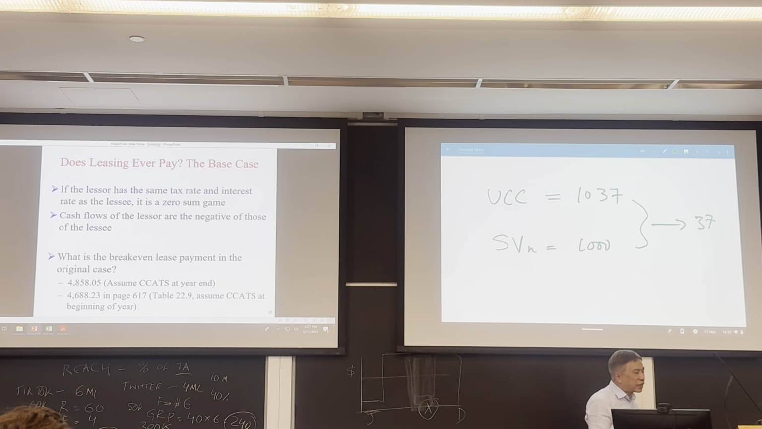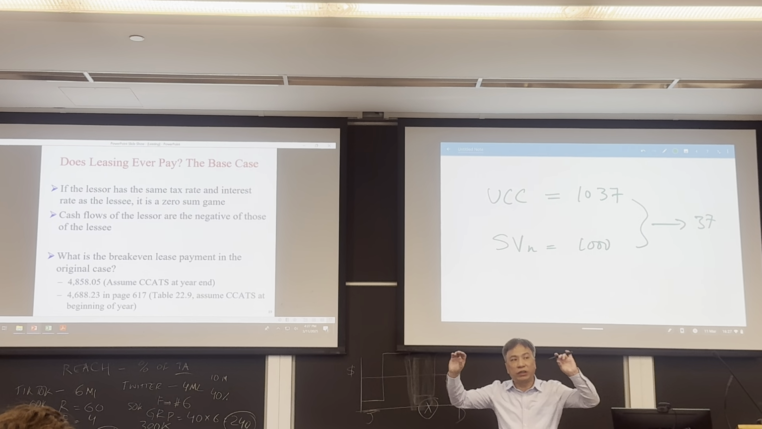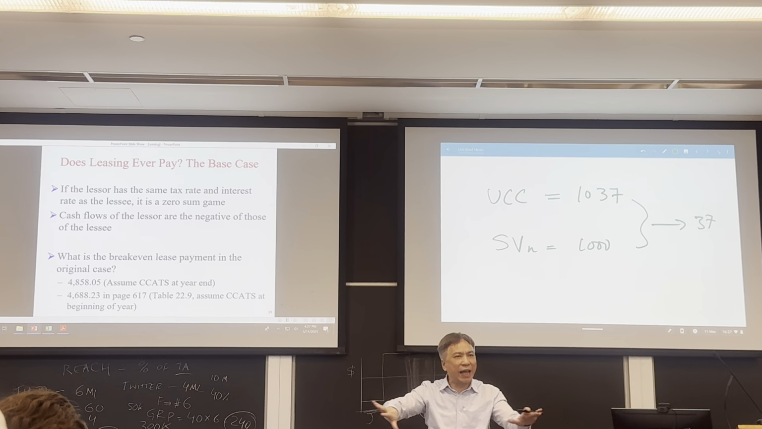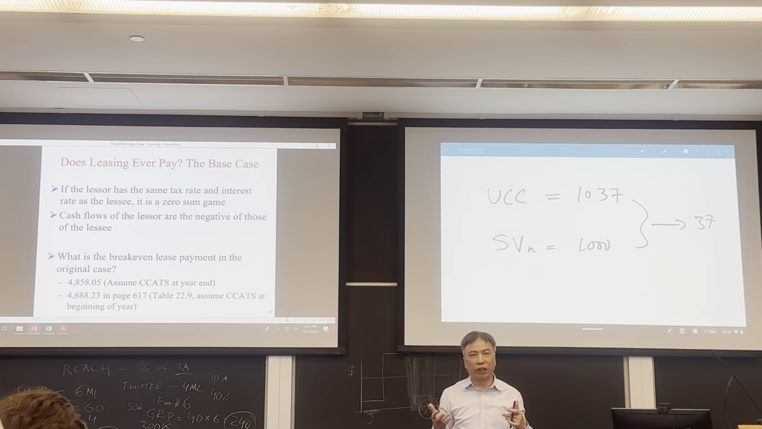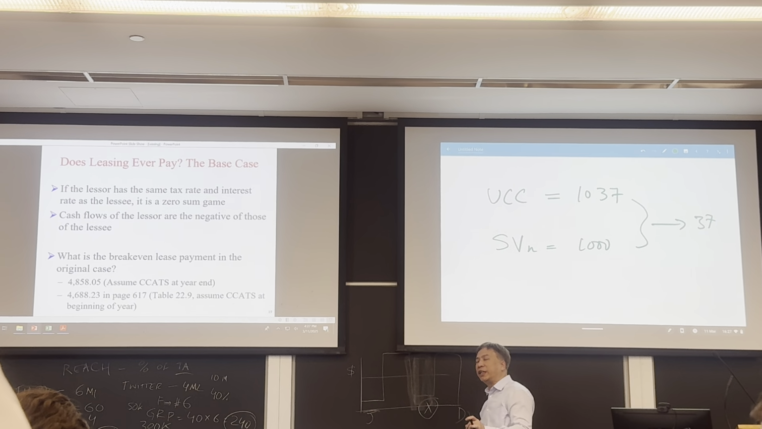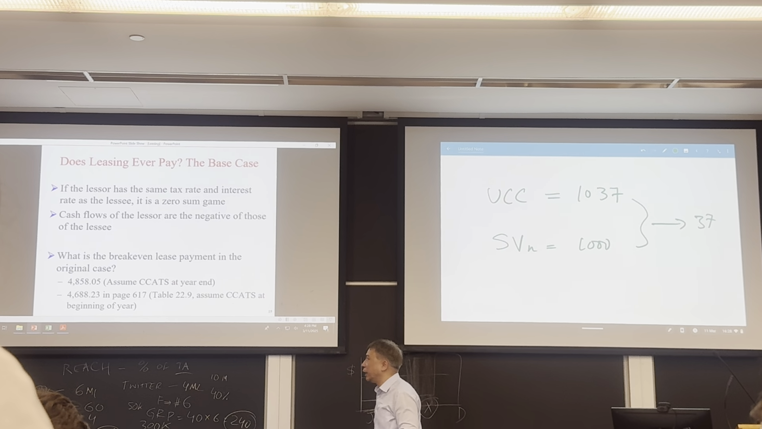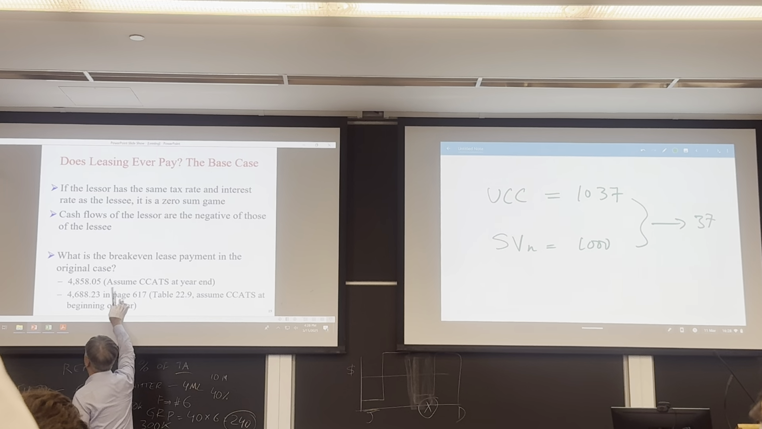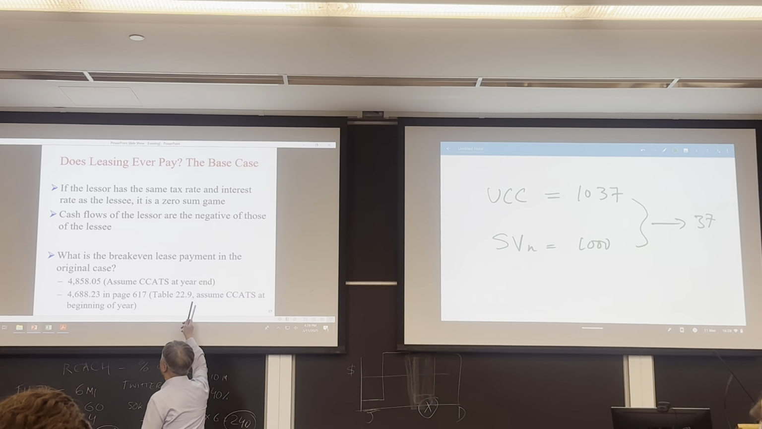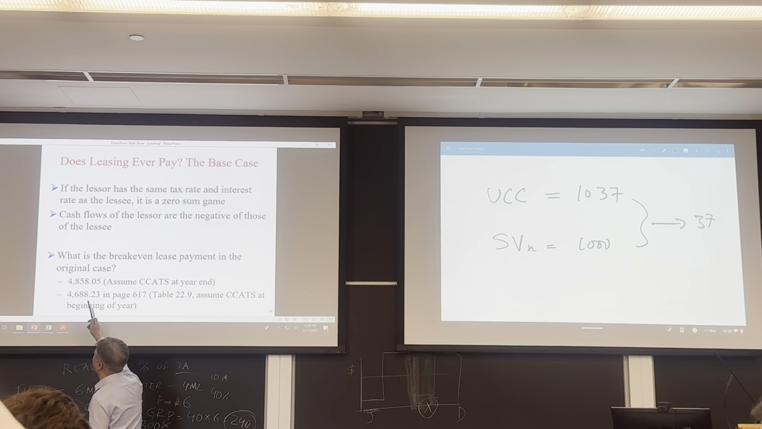The only case where there's a saving is if they have a different interest rate or a different tax rate, then they can minimize the payment to the CRA. What happens is they can split the saving between the two parties by lowering or increasing the lease payment a little bit. So this is their bargaining power. The question now is, what is the break-even lease payment? That is, what lease payment will make the two parties have zero NPV? If I assume they are happening at the end of the period, I find that this is 4,858, and according to the textbook, where they assume the CCA at the beginning, that's 4,688.